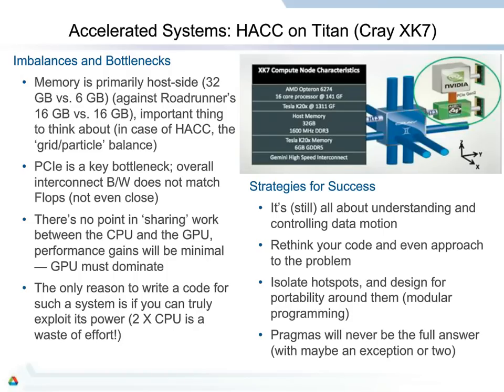Therefore, you have to think about how you're going to stream the data to the GPU. And the PCIe, as in many of these accelerated systems, turns out to be a key bottleneck. So once again, you have to be very careful about how you interleave the communication and the computation. That's a key point. There's absolutely no point, in a system that is so out of balance between the host and the GPU, to share work between the CPU and the GPU, because your performance gains will be minimal. The GPU must dominate. People should be very careful about this. If you're going to have an accelerated system where the potential for improvement in performance is something like a factor of 10, and you're only getting a factor of 2, something's wrong. You've wasted your time. That's something people should keep in mind.